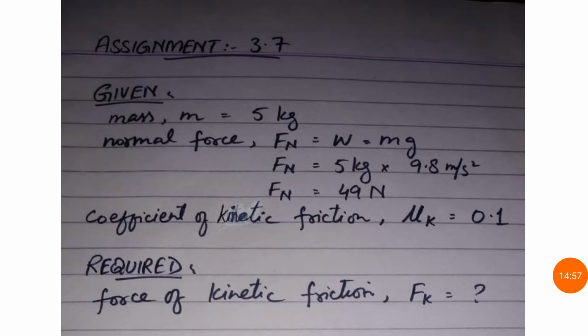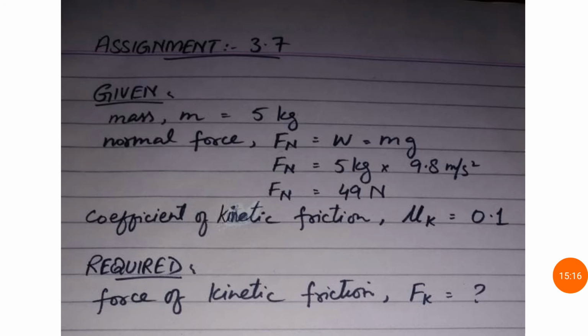The normal force Fn we have to find. Fn equals W and W equals mg. By multiplying the mass and acceleration due to gravity, 5 kilogram into 9.8, we get 49 Newton normal force. The coefficient of kinetic friction mu k is also given to us, that is 0.1, and we have to find the force of kinetic friction, that is Fk.